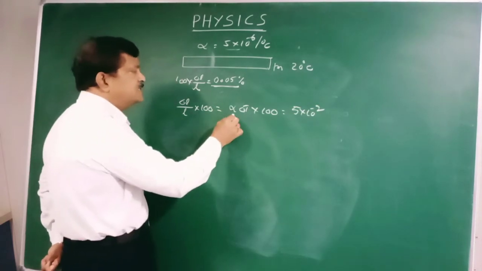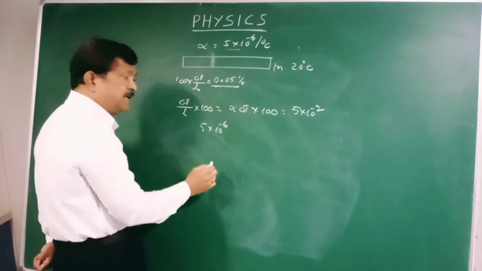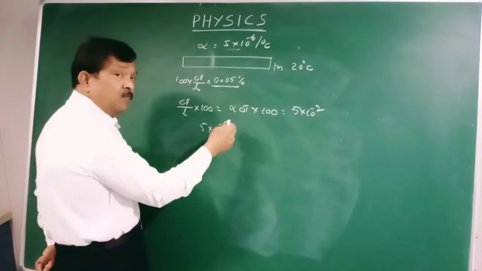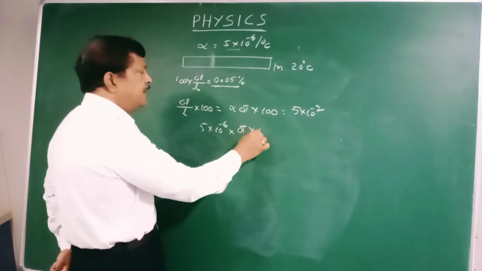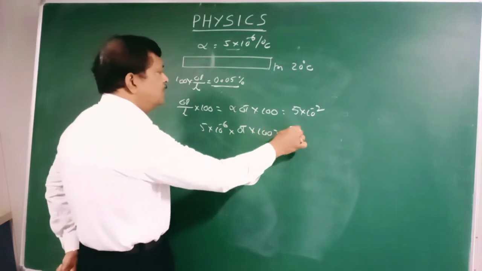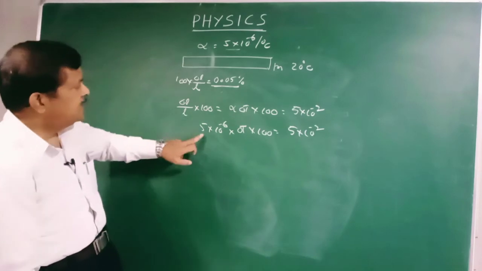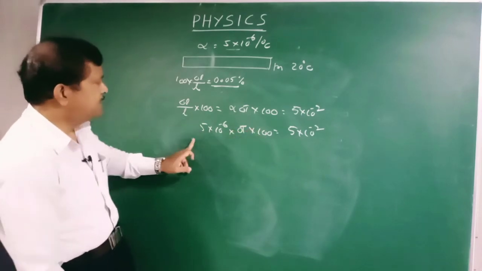Then let us substitute here. What is the value of alpha? 5 into 10 power minus 6. And delta T, we don't know the change in temperature. So let us say delta T is the change in temperature, into 100. That is equal to 5 into 10 power minus 2. This is the value of alpha delta T into 100. This is the percentage change.